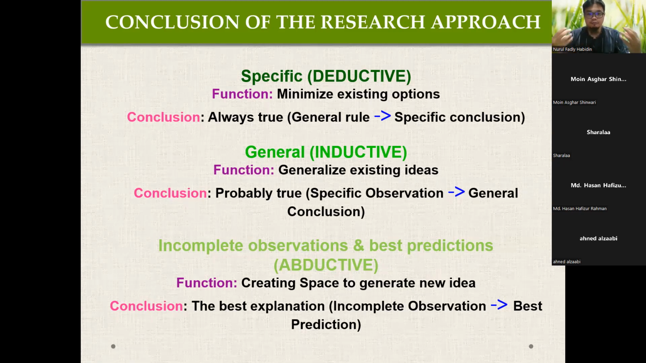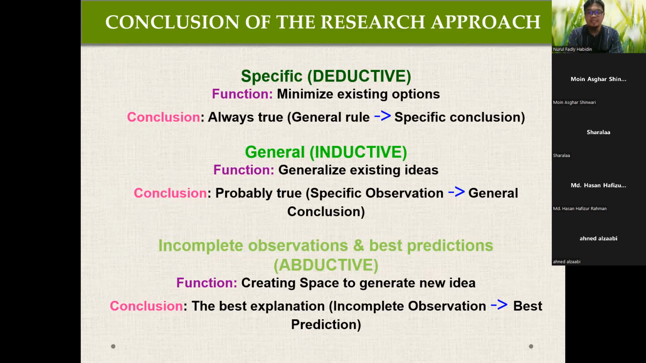So the function of abductive is to create space to generate new ideas. Creating another space, because you are not just using a single approach, you use both approaches, so it becomes another new space to get new ideas. So this is the best explanation, from starting incomplete to becoming the best prediction. This is abductive. If you use inductive, it is actually probably true.